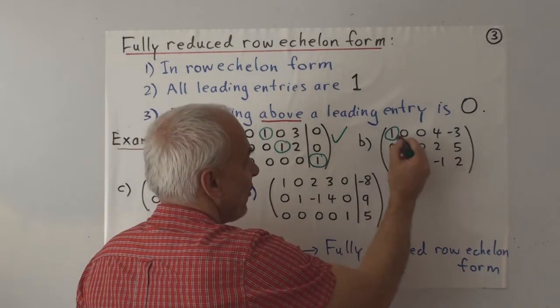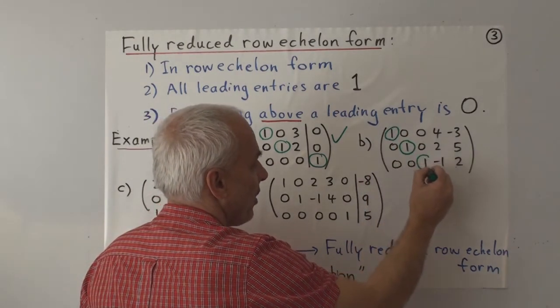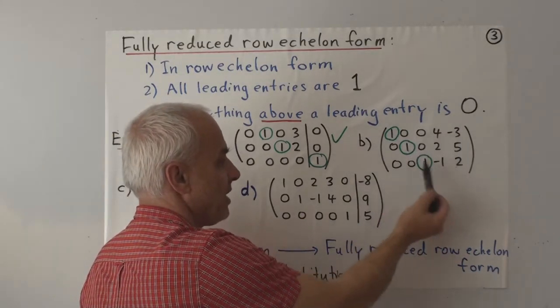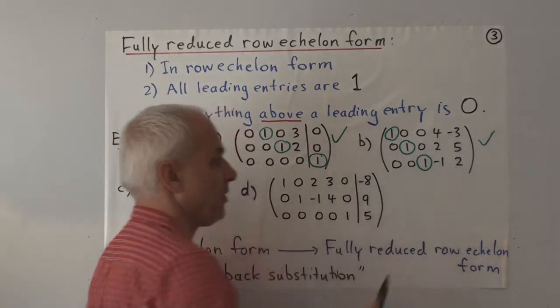Here are the leading entries, here, here, and here. And again, they're all 1, and everything above them is 0. That's also in fully reduced row echelon form.